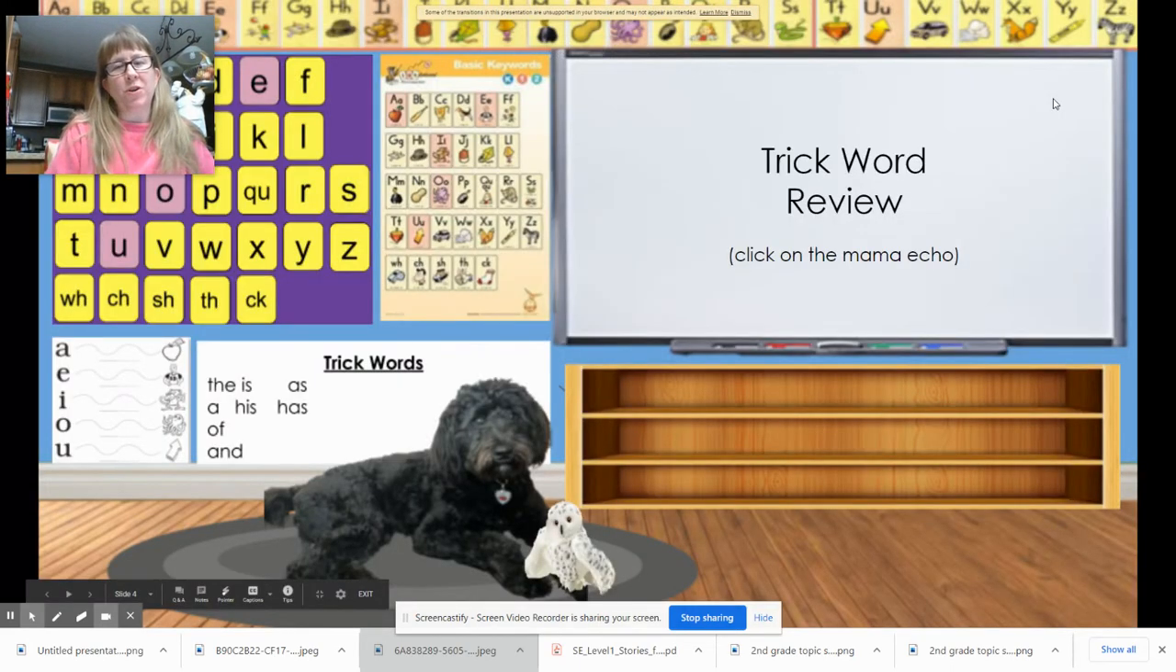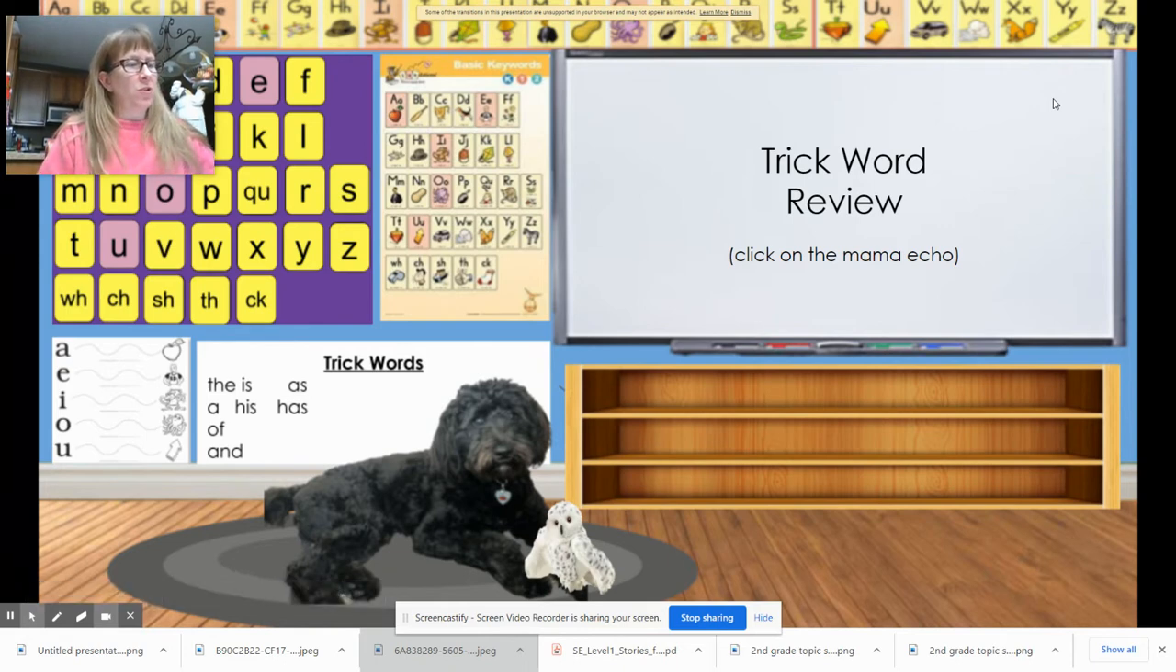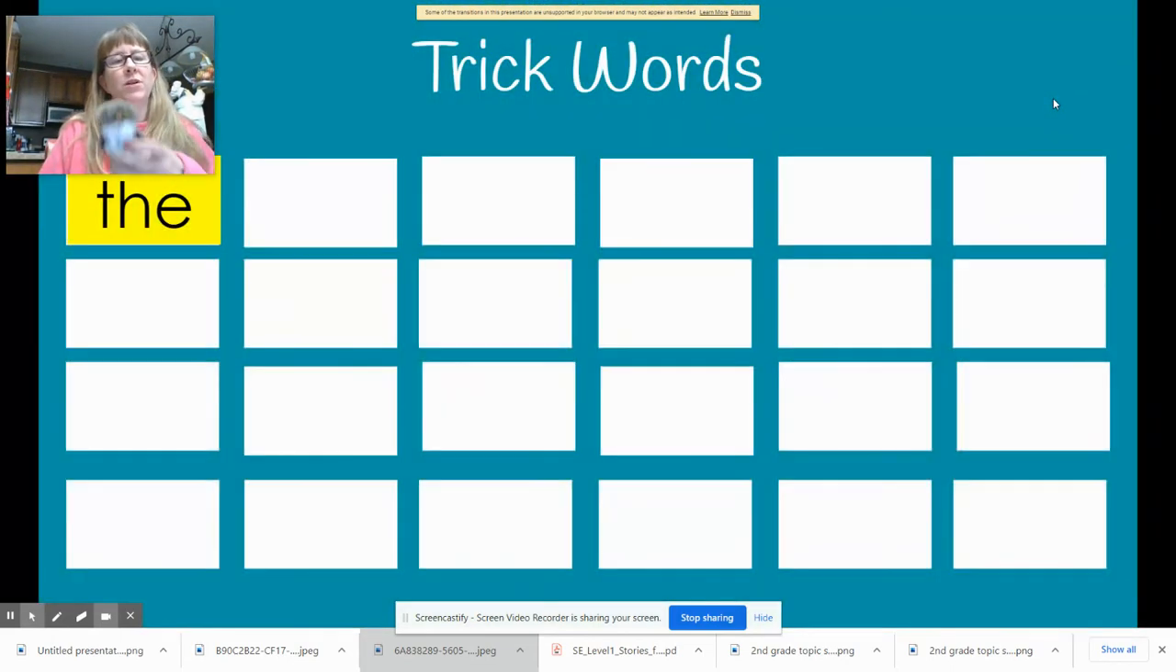We're going to start with a trick word review. These are review. You've learned all of these words, so we need to read them quickly. I'm going to show you the flashcards and you're reading the word that is in yellow. I'm going to get baby echo. I'm going to point to you. I want you to read it quickly and then I'll read it so you can check to see if you're correct. First word.